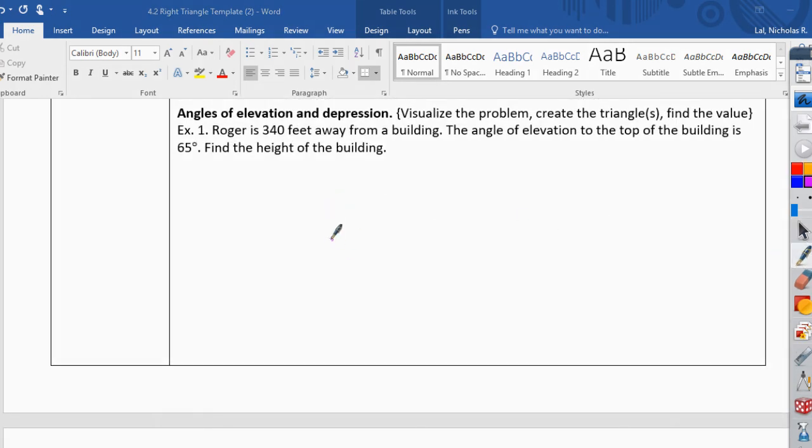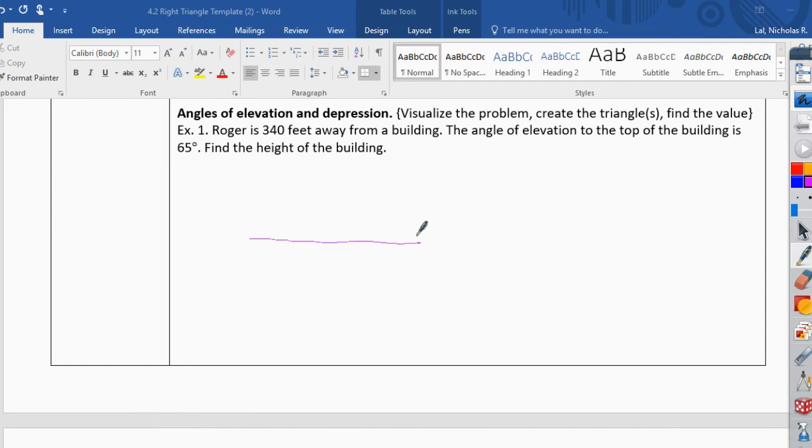All right. So for angles of elevation and depression, it's best if you can visualize the problem. Create the triangle and find the value. So you have Roger is 340 feet away from the building. The angle of elevation to the top of the building is 65 degrees. Find the height of the building.